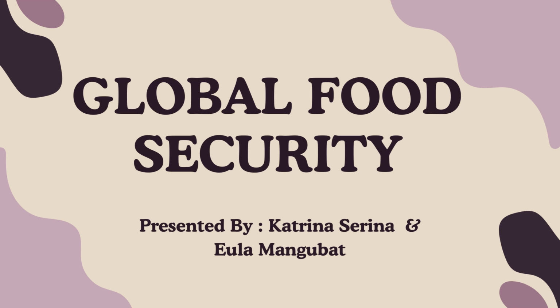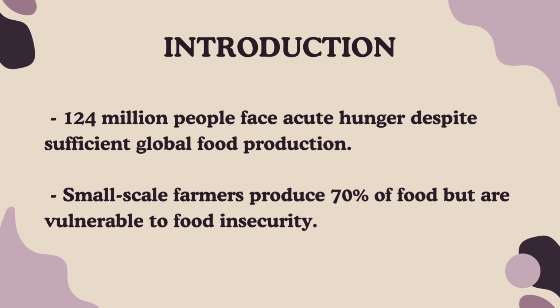Hi everyone, today we are going to tackle Lesson 27 about global food security. Despite global food abundance, many, particularly small-scale farmers, still suffer from hunger.